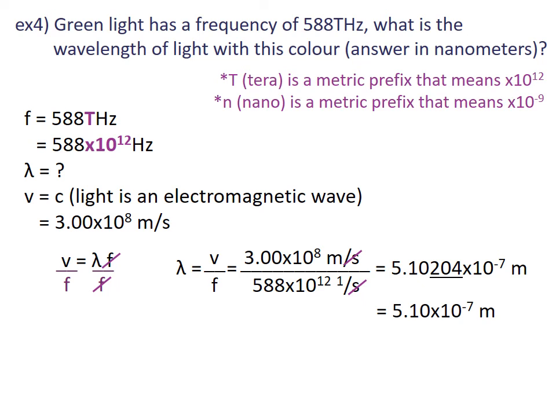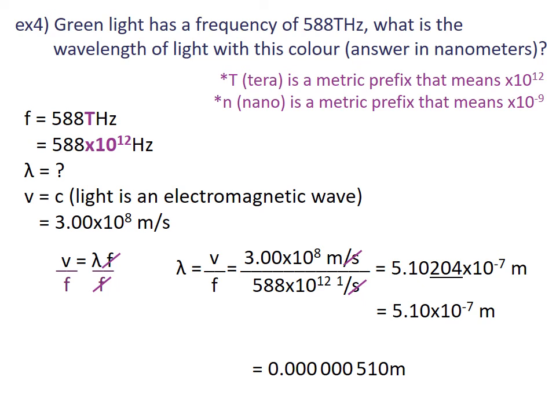So my answer is 5.10 times 10 to the negative 7 meters, but it said answer in nanometers. So I will have to write this answer out of scientific notation. So that's 0.000000510 meters. I know that a nano, which is a small n, is a metric prefix that means times 10 to the negative 9. And that's something you can find on the data table on the pink sheet.